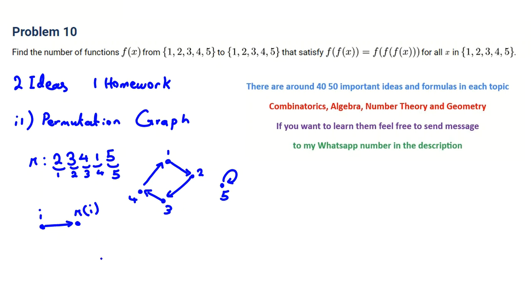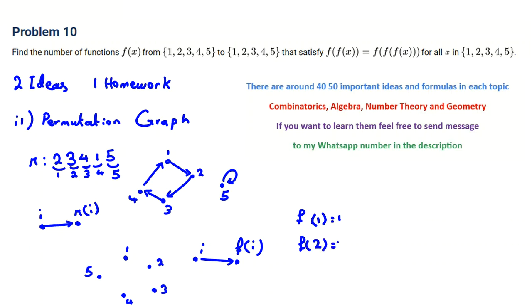Here for f of x, we want to draw a graph, for example, 1, 2, 3, 4, 5, and we want to connect i to f of i. Okay, so we define this function, and if we consider f, it is not a permutation. So that's the reason I say it is a special case of permutation graph, or we can say a general form of permutation graph, because maybe f of 1 is 1, for example, f of 2 is 1, and so on.